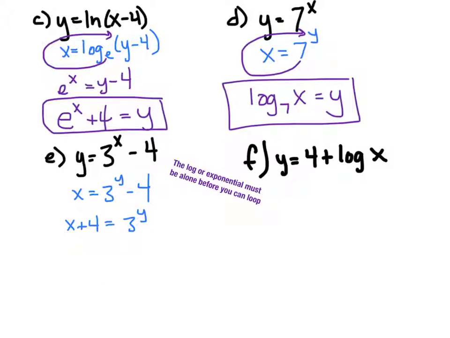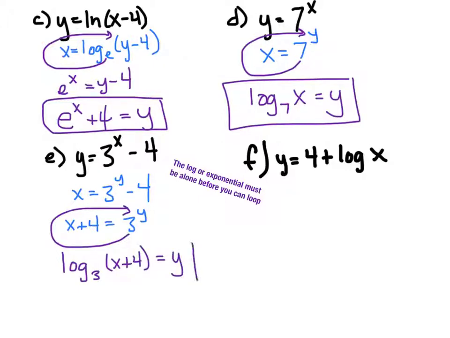Now I can loop. Start with the base of the exponent, go around the equal sign. And I have log base 3. Now notice that we're taking the log of all of this, x plus 4. So I'm going to put this in parentheses. Of x plus 4 equals y.